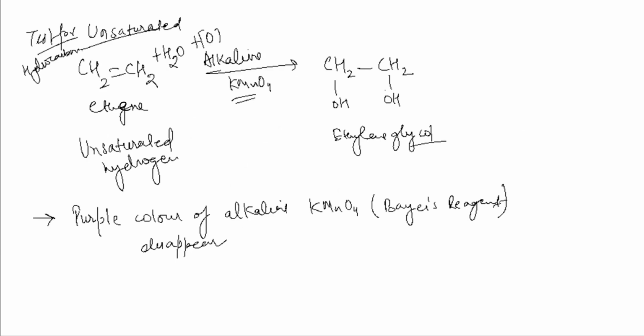If we are having unsaturated hydrocarbon, there is a test of unsaturated hydrocarbons also, that if we add purple color substance to it, that alkaline KMnO4 is known as Bayer's reagent. This is very commonly being asked and important. You need to memorize this one, okay?